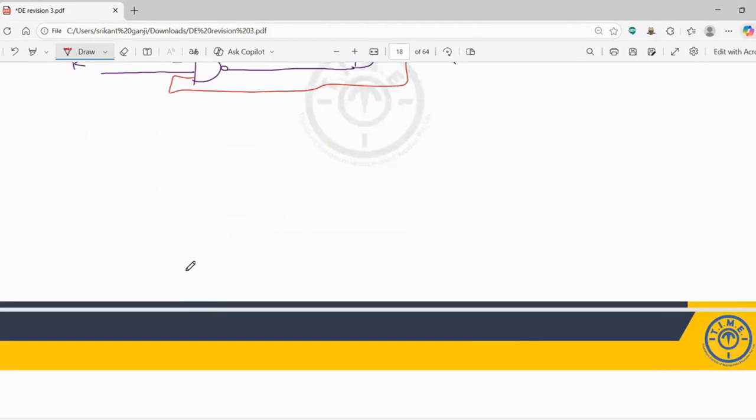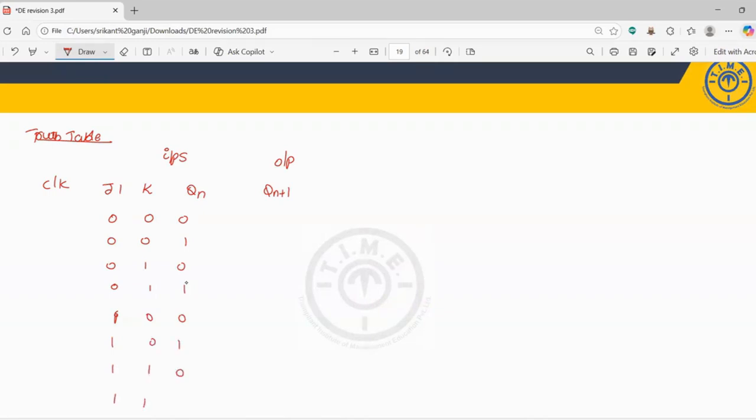If you want to draw the truth table for this one, these are the inputs and outputs. Here I am giving a clock input, J, and this is K, and this one is Qn, and this is Qn plus 1. The rows are 0 0 0 0, 0 0 1 0, 1 0 0 1, 1 1 0 1, 1 1 0, and 1 1 1.